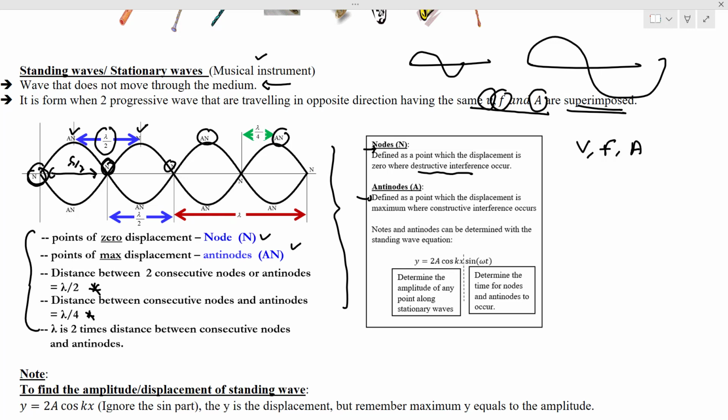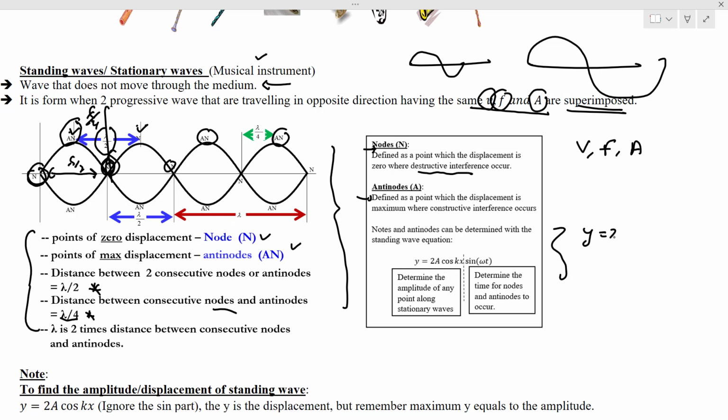Okay, kalau saya tahu distance antara antinode dengan antinode adalah lambda over 2, distance antara satu antinode kepada node adalah separuh ini. So, dia adalah lambda over 4 for distance between consecutive nodes and antinodes. Lambda is 2 times the distance between consecutive nodes and antinodes. Itu dia ramai lah.